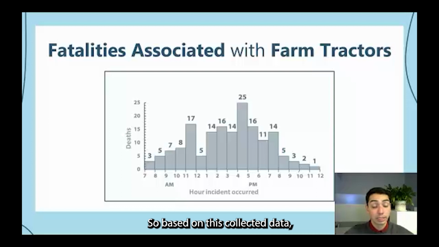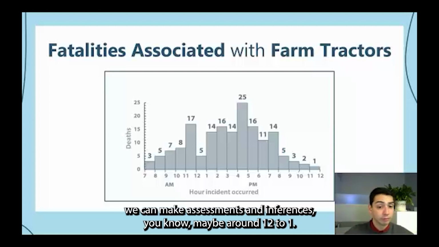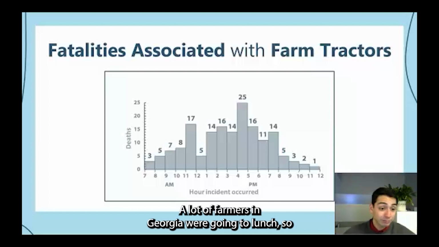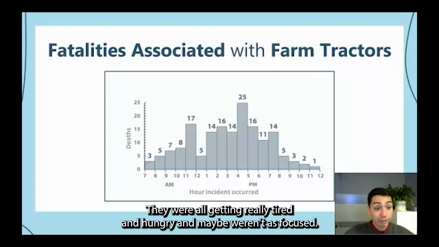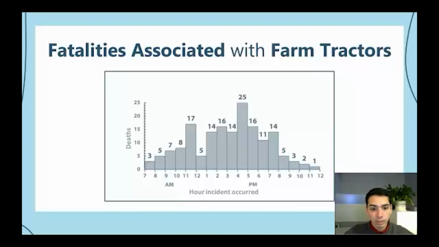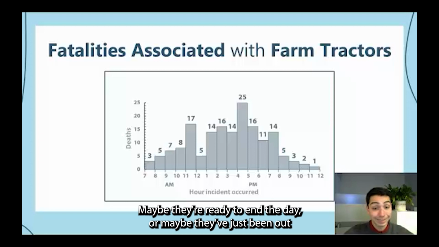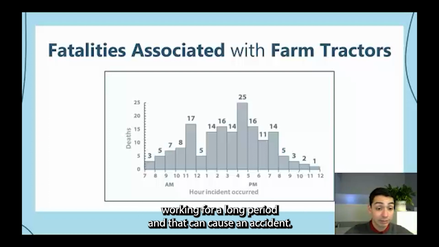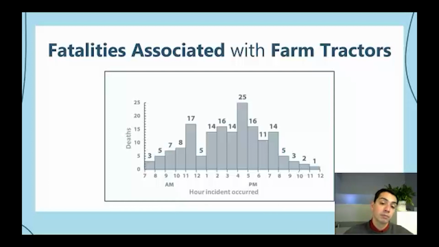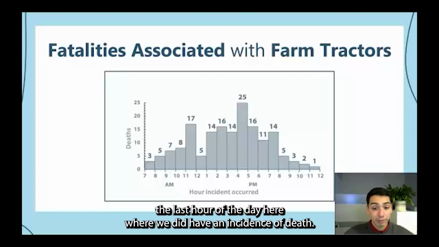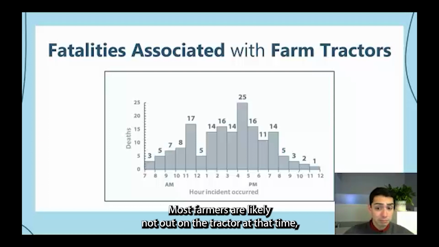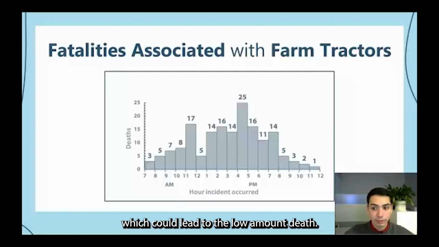So based on this collected data, we can make assessments and inferences. Maybe around 12 to 1, a lot of farmers in Georgia were going to lunch, so maybe they weren't out on their tractors as much. Maybe from 11 to 12, they were all getting really tired and hungry and maybe weren't as focused. 4 to 5, you could say something similar. Maybe they're ready to end the day, or they've just been out working for a long period, and that can cause an accident. And I would imagine from 11 to 12 p.m., the last hour of the day where we did have an incidence of death, most farmers are likely not out on the tractor at that time, which could lead to the low amount of death.